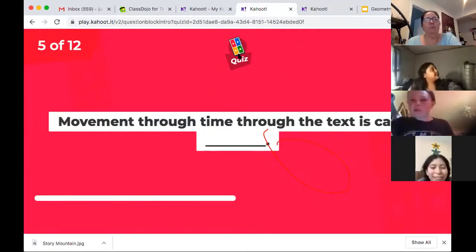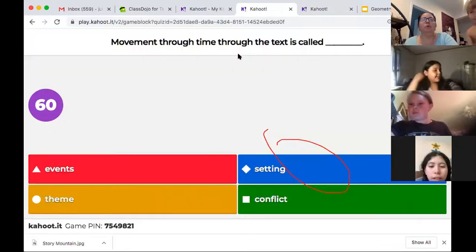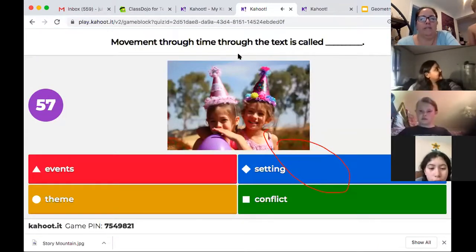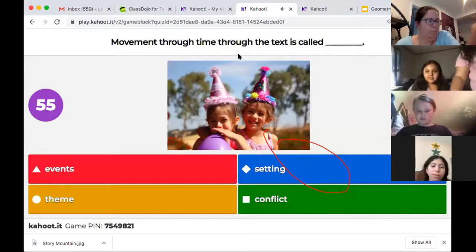Not quite halfway through. Movement through time through the text is called what? Events.